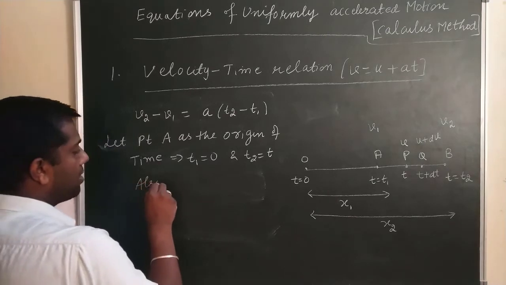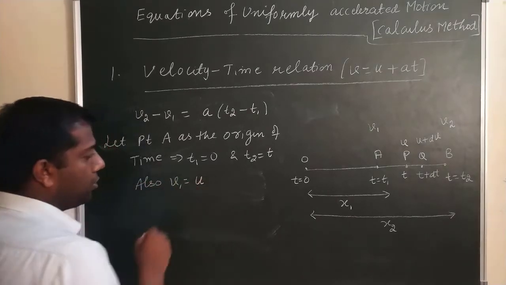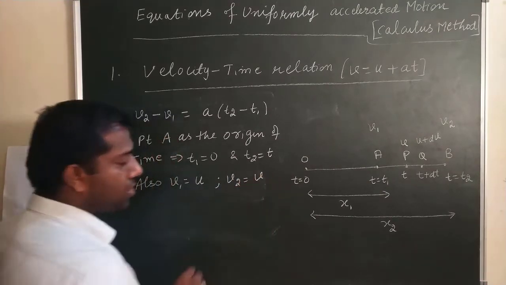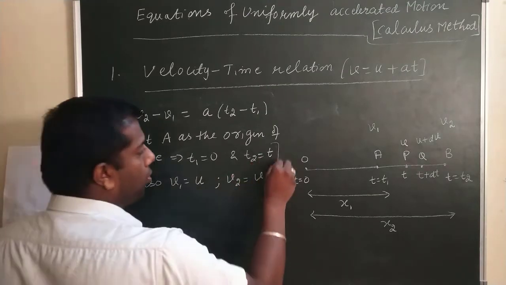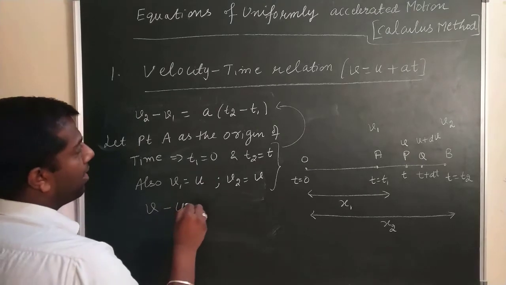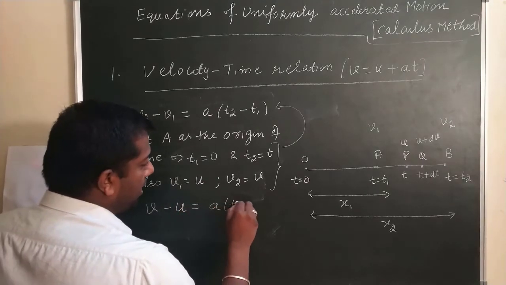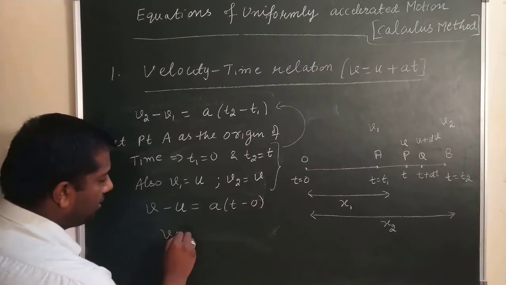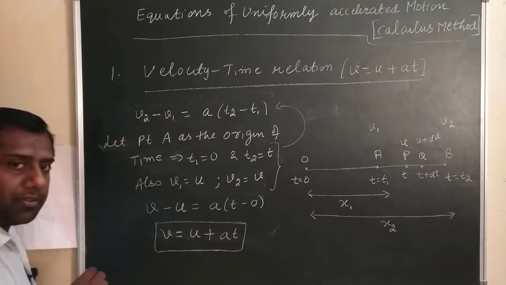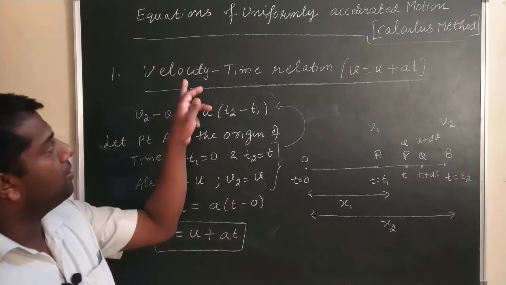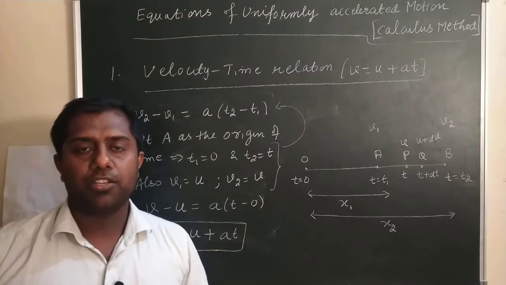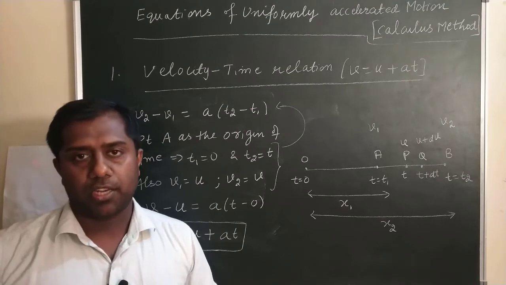Also we will suppose that v1 is u, which is the initial velocity, and v2 is v, which is the final velocity. So we will put all these values in this equation. So what do we have? We have v minus u is equal to at minus 0, which means that v is equal to u plus at. So this is our first relation, which is called the velocity time relation. Clear? Students, now we will derive the second relation, which is called the position time relation.